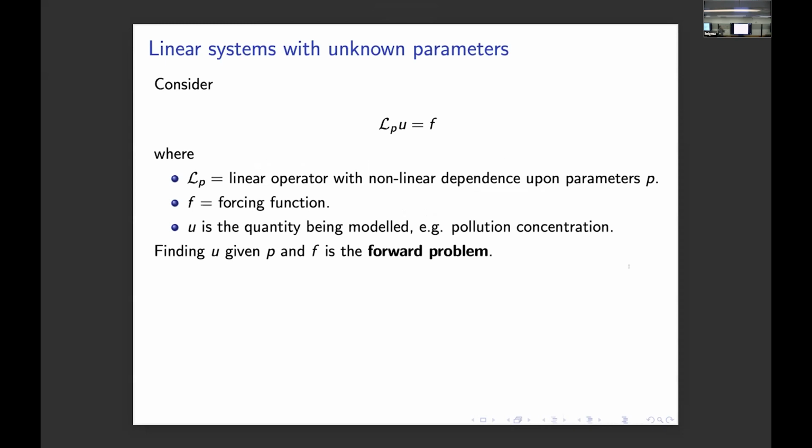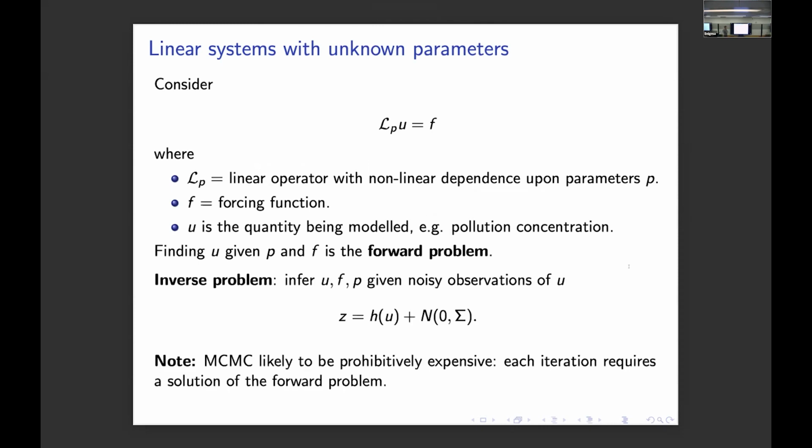So given a system like this, solving this for U, given F and any parameters we have floating about, is the forward problem, solving our PDE. That's fine, we know how to do that. What we want to do essentially, given noisy measurements of U, is go backwards and infer F and maybe the parameters, maybe the pollution field everywhere. Can we go backwards from this and say what P is, F is, U is, etc.